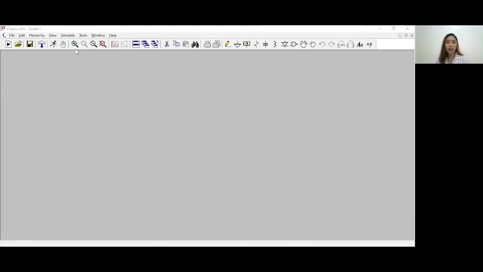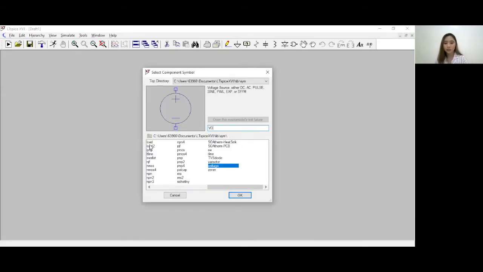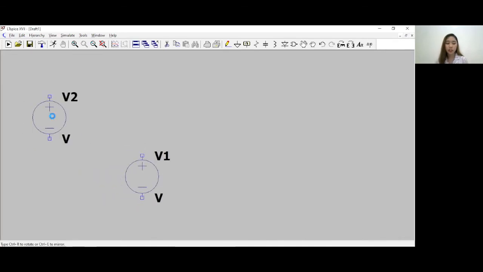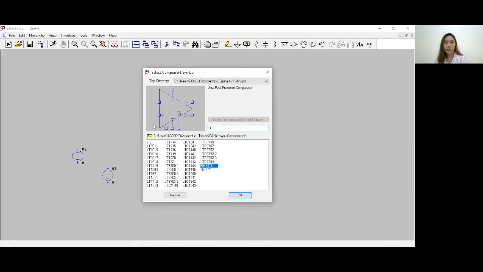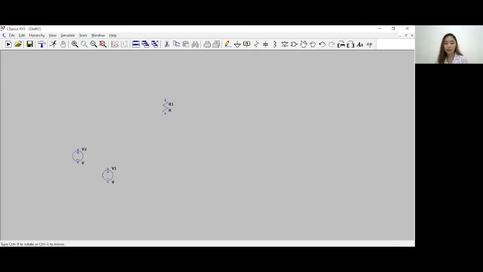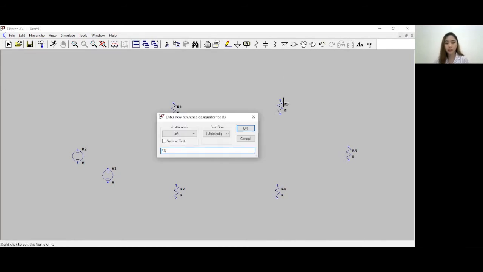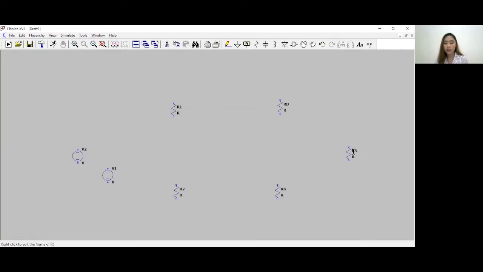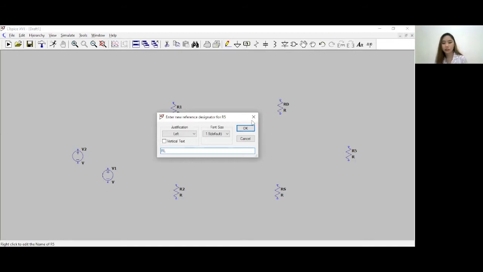We will first add the voltage. We will have the voltage 1 here and the voltage 2 here. We will also add the resistors. You will have resistor 1 here, resistor 2 here, the RD in here, the RS, and the RL. We will rename this as RD and this as RS and this as RL.